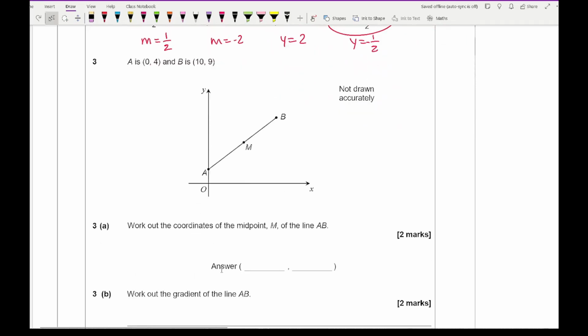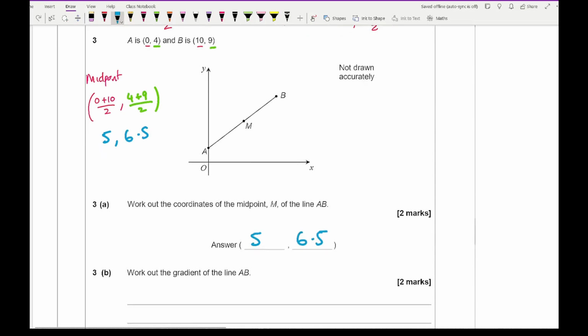Moving on to question 3, it says A is (0, 4), B is (10, 9). Work out the coordinates of the midpoint of the line AB. Using the formula for the midpoint, I add the x ordinates together, so that's 0 plus 10, divide that by 2, and then add the y ordinates, which is 4 plus 9, divided by 2, and then work that out. So 10 divided by 2 is 5, 4 plus 9 is 13, divided by 2 is 6.5. So the answer is (5, 6.5).